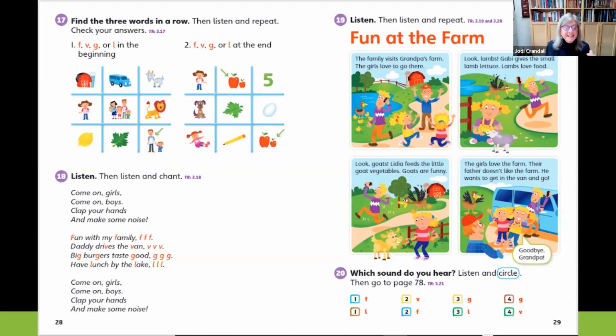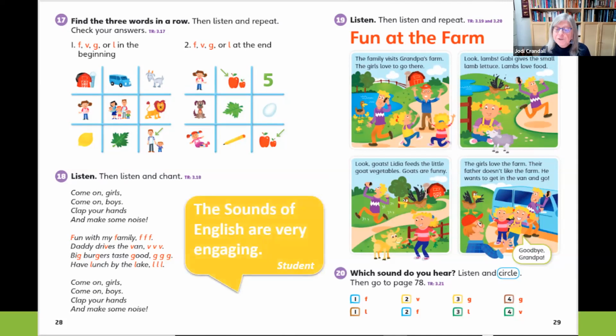So again, it's another way of pulling on what Joan indicated was some of the values of songs, now with chants. And then the next thing they do is they actually read a graphic story, which uses those sounds, and have a chance then to actually listen once again to the sounds and circle them. So phonics doesn't have to be boring. It can be interesting and it can be fun. As one of the students said to us, the sounds of English are very engaging.